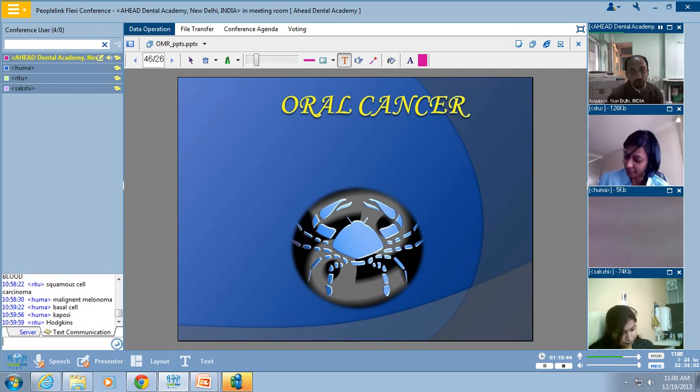Kaposi's sarcoma has the best prognosis. Even though, remember, if I ask you carcinoma and sarcoma, which has the better prognosis, it is carcinoma. But if I ask you which malignancy has the best prognosis, surprisingly, the answer is Kaposi's sarcoma. Is it clear? Please do not mix these two things. Overall, sarcomas have a poor prognosis, but Kaposi's sarcoma spreads through the local route only. That is why it does not have such a poor prognosis as compared to all other malignancies. Is it clear?